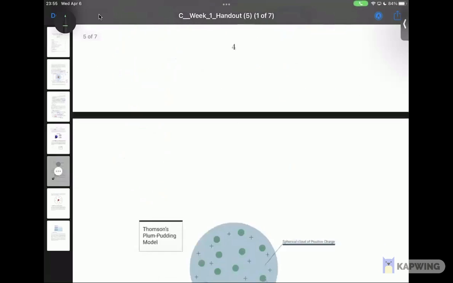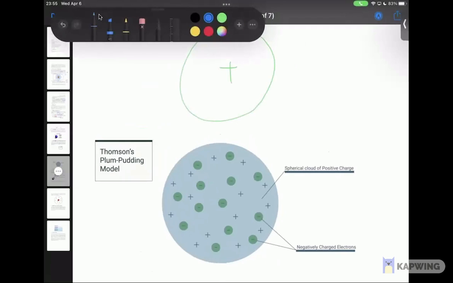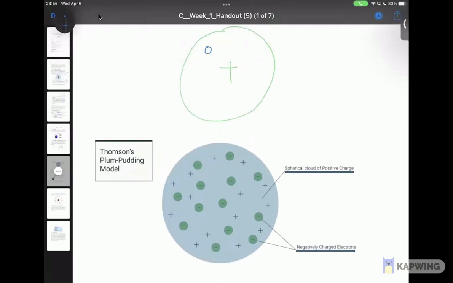So we can see that here. We have this pudding of positive charge. There's no specific positive charge center. It's just a big entity of positive charge. And within this entity of positive charge, there are scattered little electrons with negative charge. And the atom is held together by the attraction between the positive pudding and the negatively charged plums.